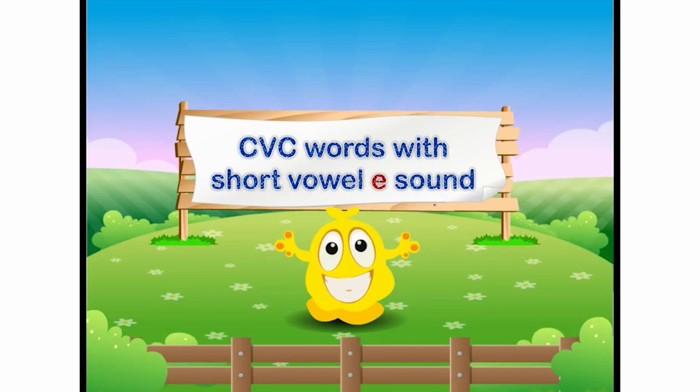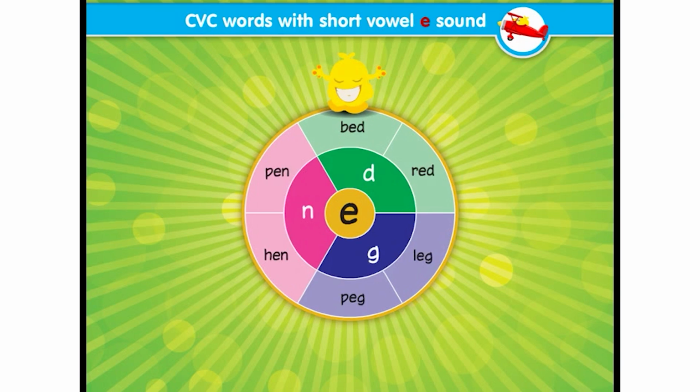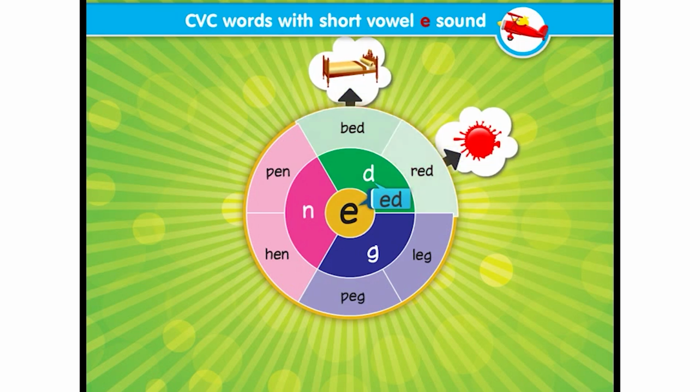CVC words with short vowel E sound. Oh, what is this? It is a sound wheel. Let's understand what it shows. As we see vowel E at the center, it is the E sound wheel. E and D makes ed, as in bed and red. Bed and red are rhyming words.